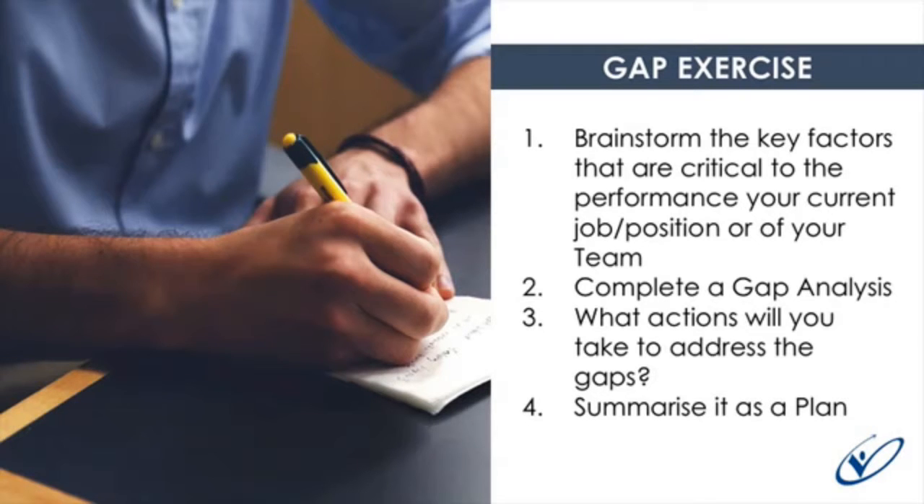Pick an issue that's critical, and the example here is, brainstorm the key factors that are critical to the performance of your current job or of your team or something else. So think of something that's relevant. If not, create something. Do the gap analysis, think about what actions you would take, and then summarize it into a one-page plan. That would be what I would be doing. So press pause. When you're ready to go again, press play.